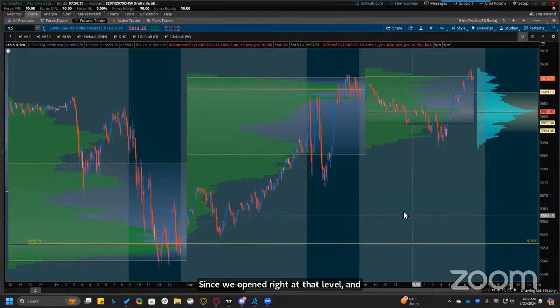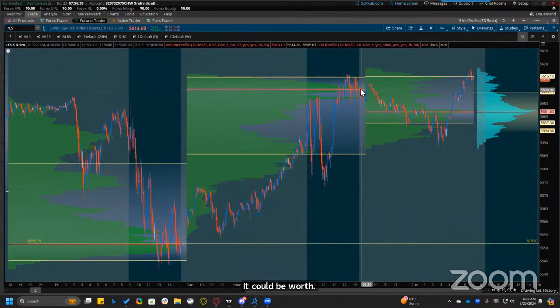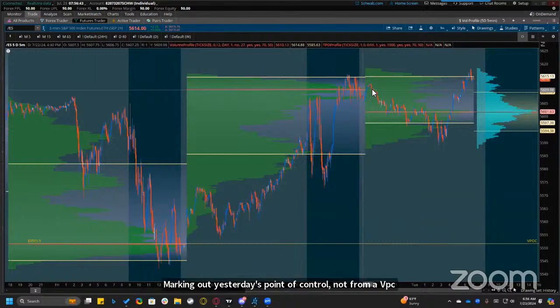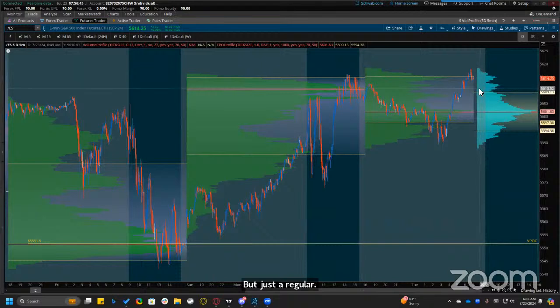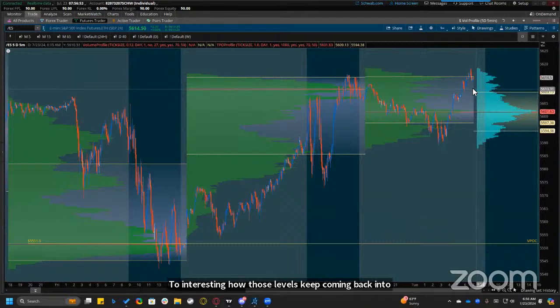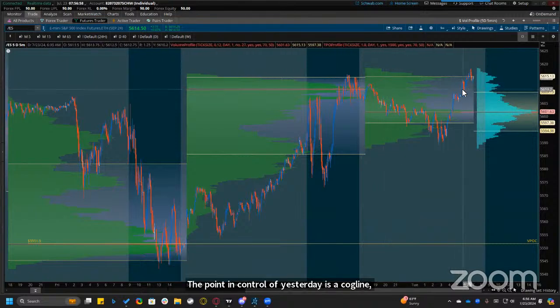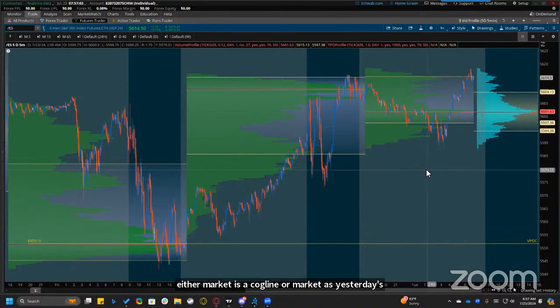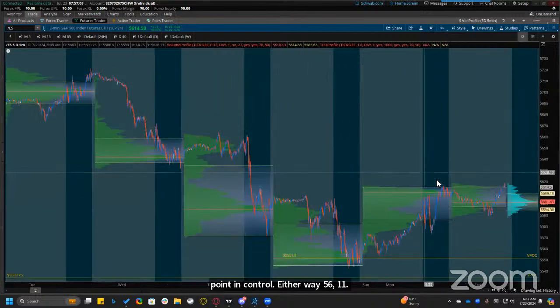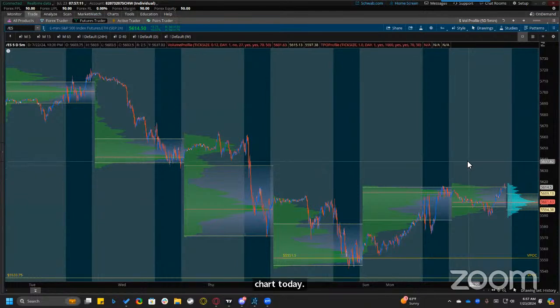It could be worth marking out yesterday's point of control, not from a VPOC, but just a regular POC, right? If we come back down, it's 56.11, it's the cog line. It's interesting how those levels keep coming back into play again and again, right? The point of control of yesterday is a cog line. So either mark it as a cog line or mark it as yesterday's point of control. Either way, 56.11. It's an area of interest. You want to have it on your chart today. If we go back and revisit that level, you're going to want to know it's there.